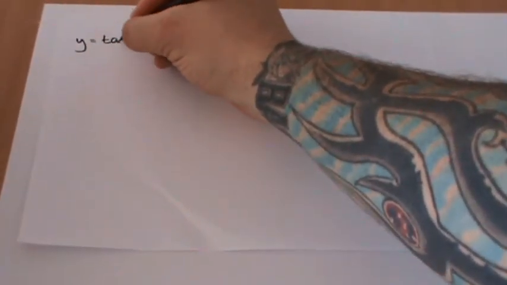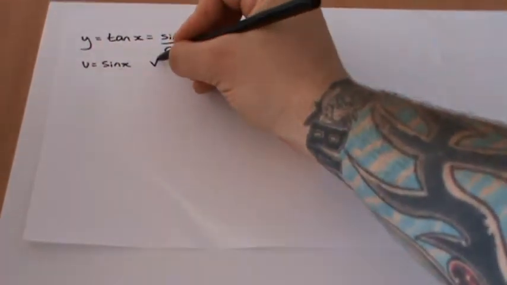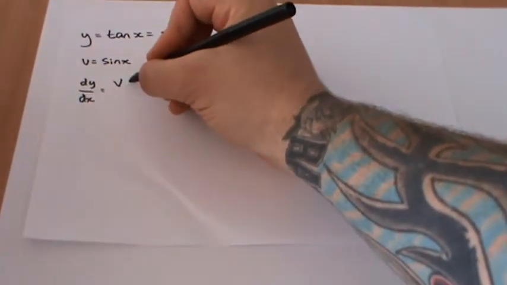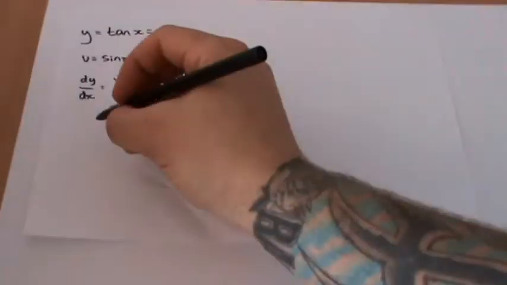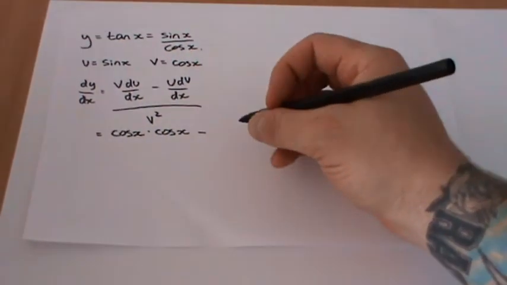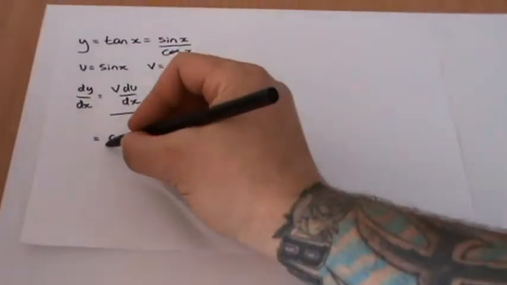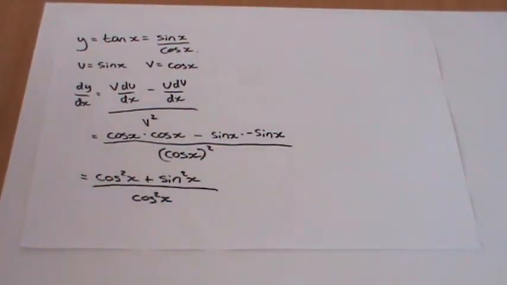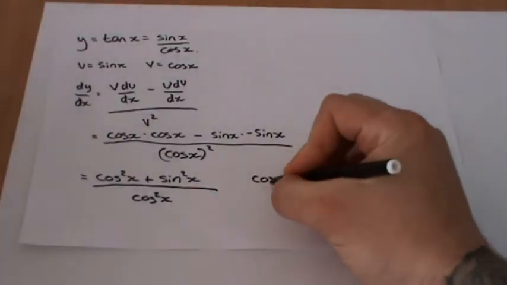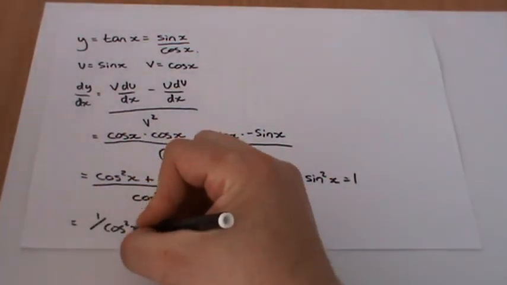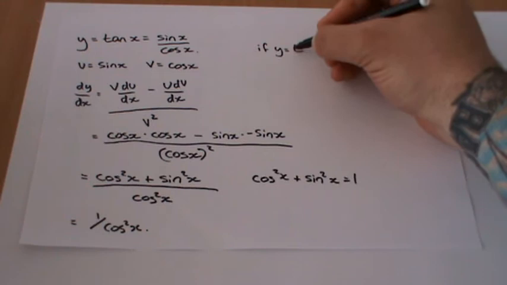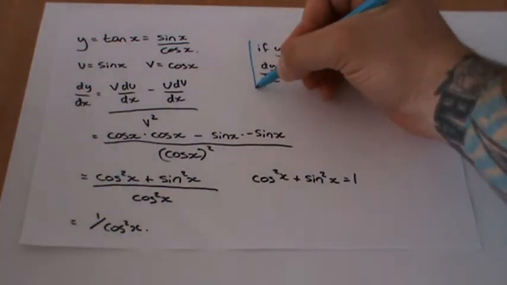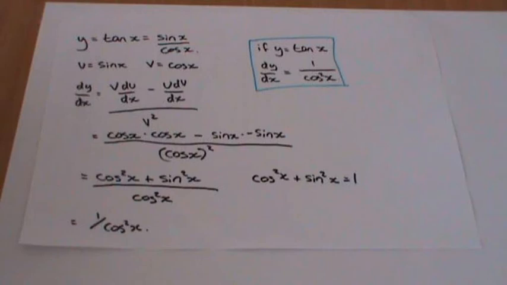We'll start off by writing it down nice and clearly. Tan x equals sin x over cos x. u is sin x, v is cos x. So when we carry out the quotient rule on this, we end up with cos x multiplied by cos x minus sin x multiplied by minus sin x divided by cos squared x. So this gives us cos squared x plus sin squared x over cos squared x. From Pythagoras' theorem, we know that cos squared x plus sin squared x is equal to 1. So our solution is that the differential of tan x with respect to x is 1 over cos squared x. This is an important solution, so we're going to put it in our blue box.